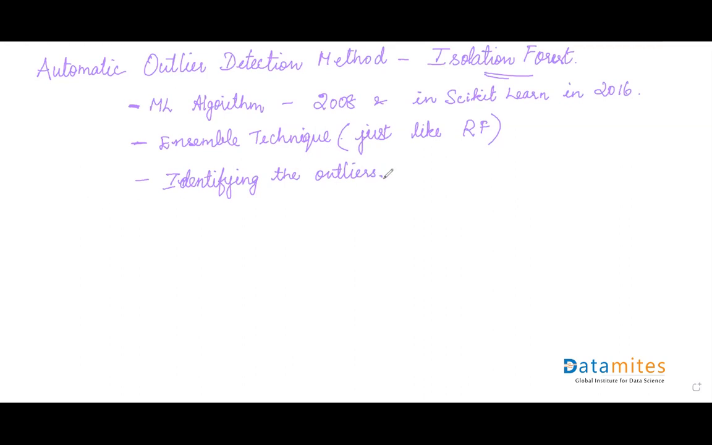You know how random forest basically works. In random forest, the entire data set is split into several subsets, and that will be given to the decision trees. So random forest basically combines the decision trees.